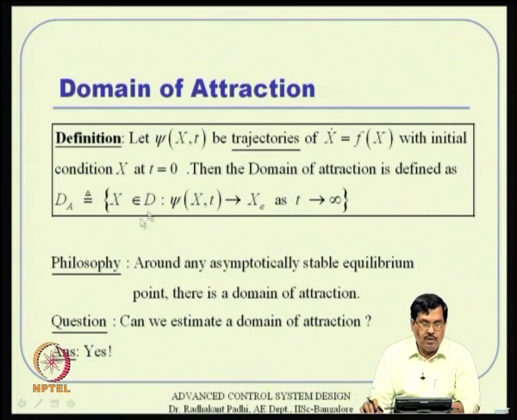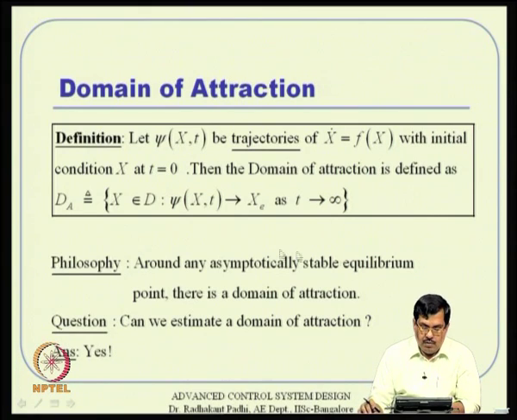Then this d A that I am defining as a subset of this D turns out to be the domain of attraction. Remember, x dot is f of x is valid in a domain D, and this d A is a subset of that domain, for which every trajectory that starts in d A will ultimately go to the equilibrium point. That is very intuitively what we discuss here.